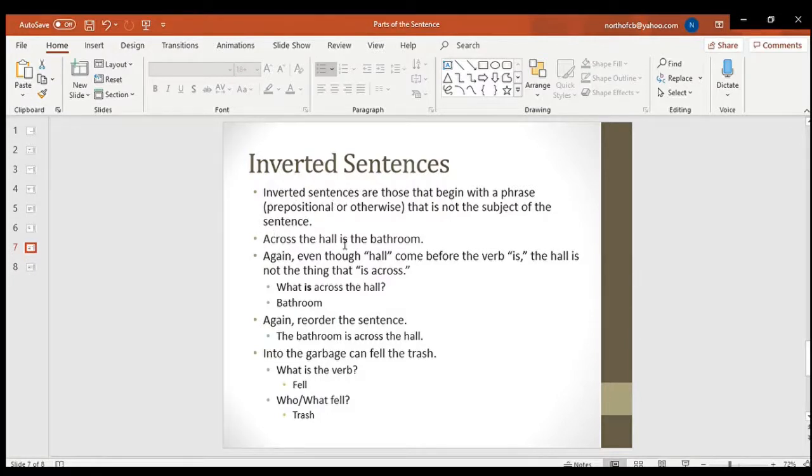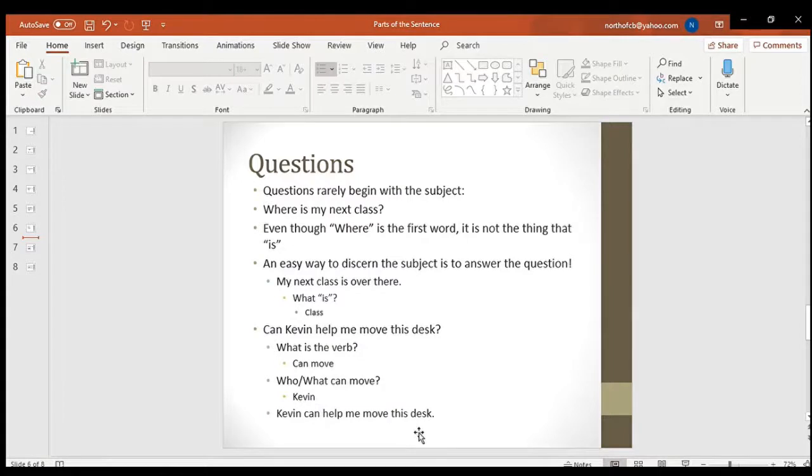Just remember, prepositional phrases, just like we were talking about, you're not going to find subjects, verbs, direct objects, indirect objects, any of that in a prepositional phrase. They usually tell you when and where things happen. Remember the mouse and a box: to the box, around the box, under a box, across the box. Okay, so what is across the hall? That's going to be the subject. The bathroom is across the hall. Okay, simple as that. Ask yourself, what is doing the action of existing? What is across the hall?